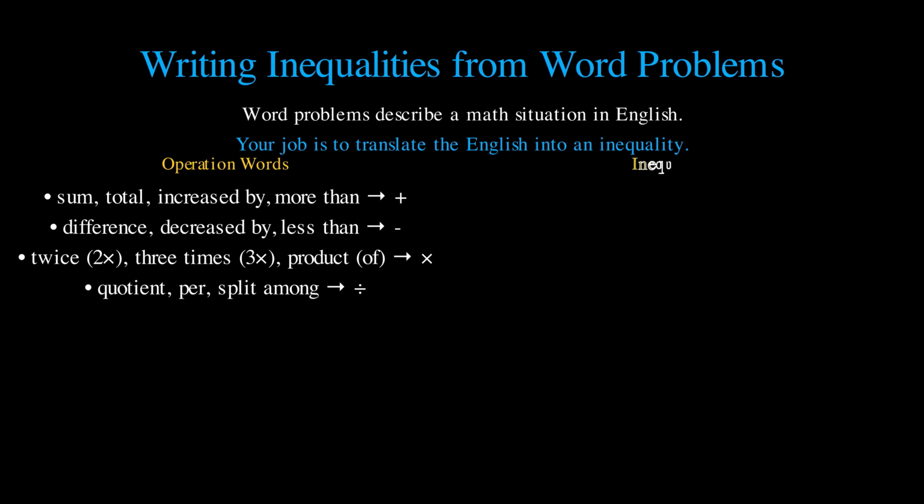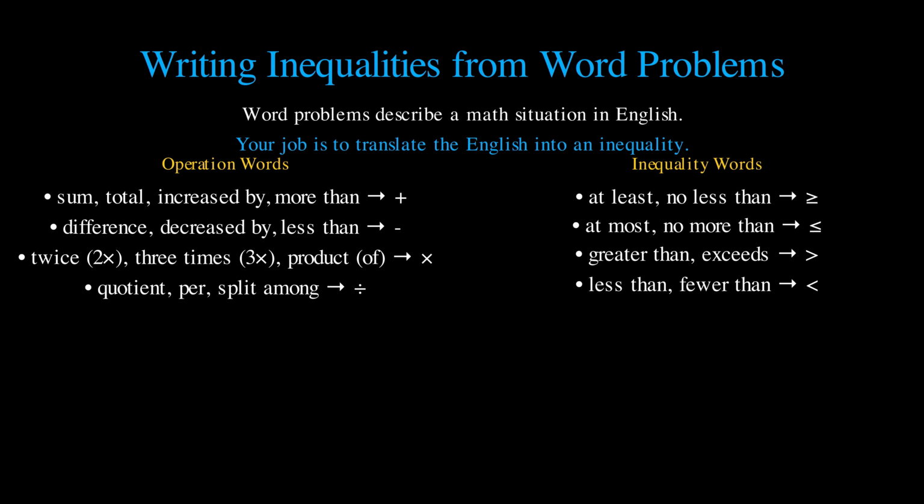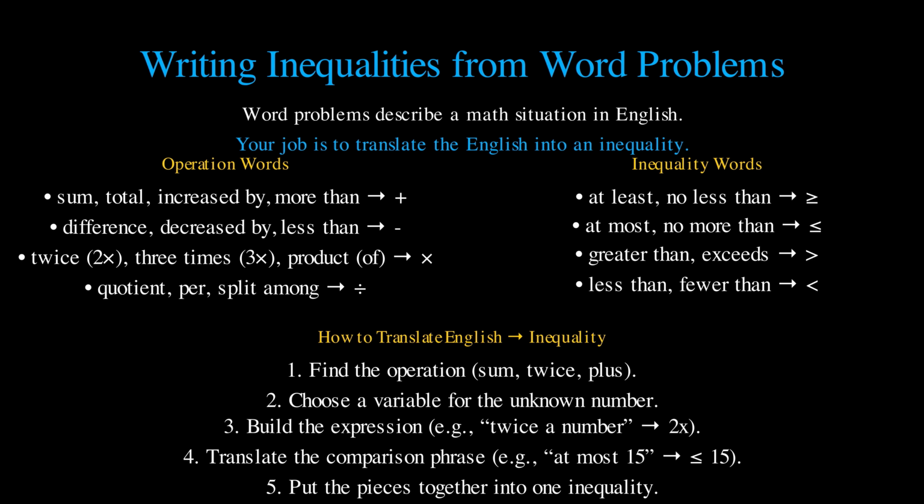Now look at the inequality words on the right. These words tell us which inequality symbol to use. At least or no less than means greater than or equal to. At most or no more than means less than or equal to. Greater than or exceeds means greater than. And less than or fewer than means less than. These comparison words are very important, so take a moment to read through them carefully.